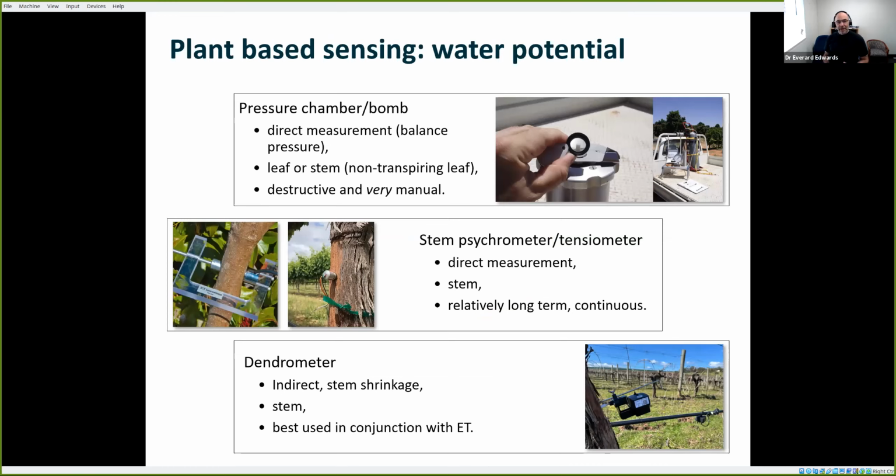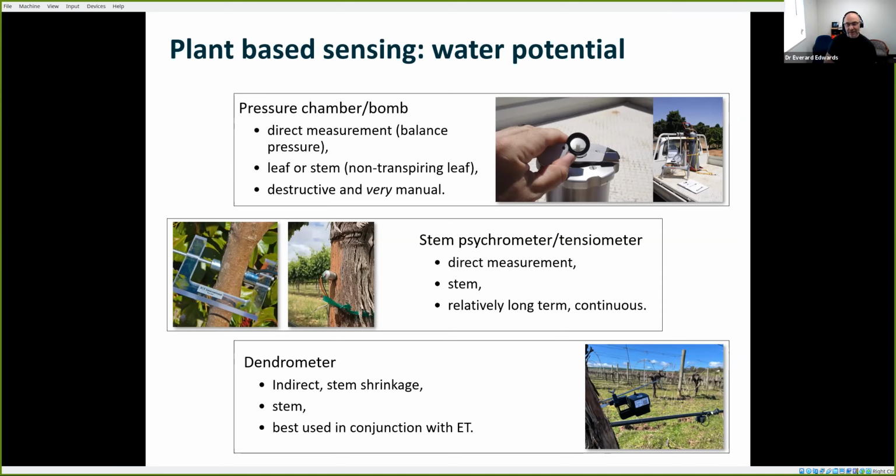So how do we look at the water potential of the plant? With plant-based sensing, many of you will know the pressure chamber or pressure bomb, and some of you may use that. The nice thing about this is it's a direct measure of the water status of the plant, because we're balancing that leaf negative water potential. We can also make an estimate of the stem water potential, which is a bit more reliable than the leaf one under these sort of very strong evaporative demand conditions that I just mentioned.